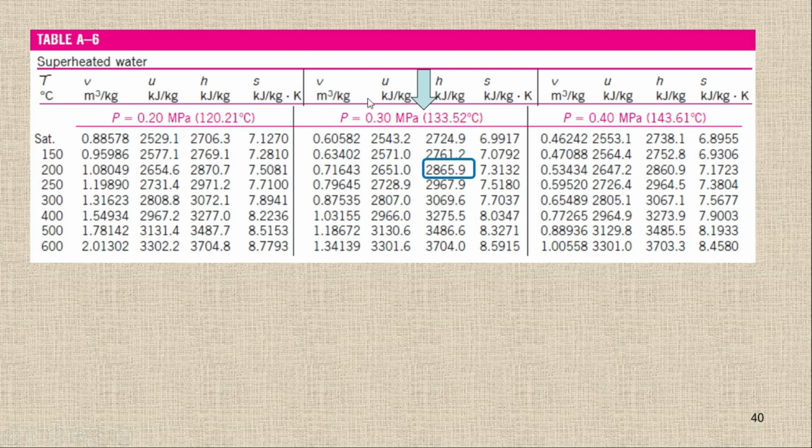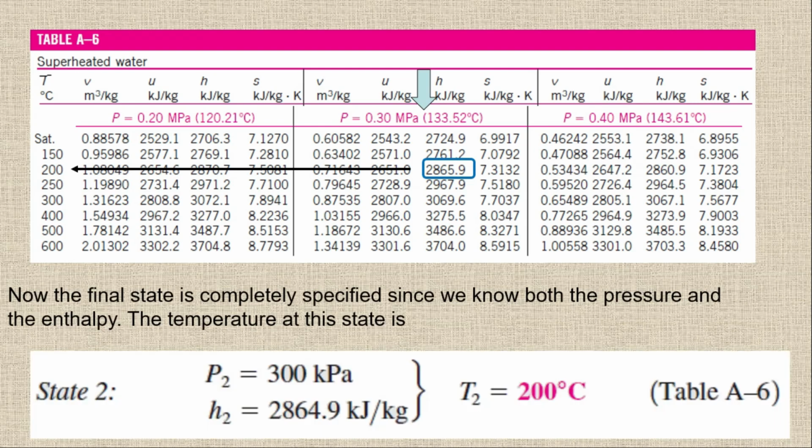So at this pressure, which is 300 kilopascal, and with this H value, the required temperature is this one. So the final temperature is 200 degrees Celsius. If anyone is interested to get the accurate value against 2864.9, then we have to interpolate between these values, and with the help of interpolation you will get the exact value. But right now it is very close, so we can assume that the final temperature is 200 degrees Celsius. So this is our answer.